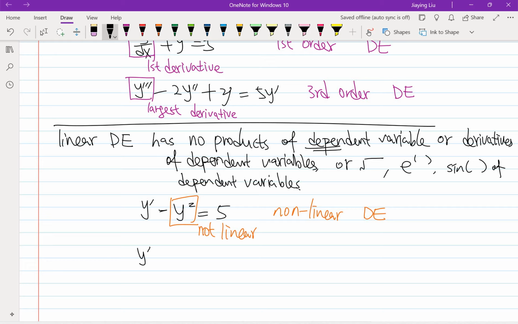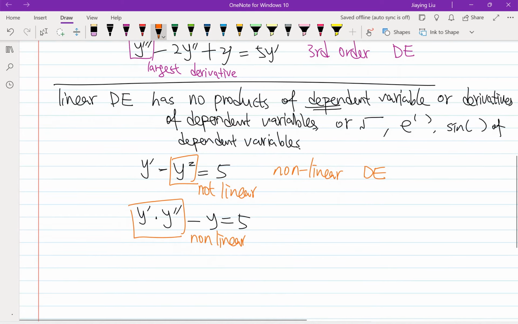Sometimes you might have something like y prime squared, or even y prime times y double prime. For example, this is linear because it's just the first power of y. But the problem is that you get two derivatives to multiply. So that's not good. That's not a linear term. So that makes the equation nonlinear.